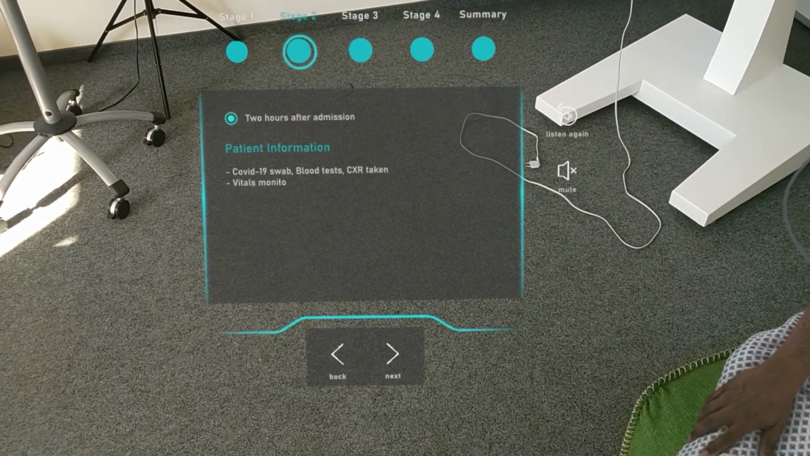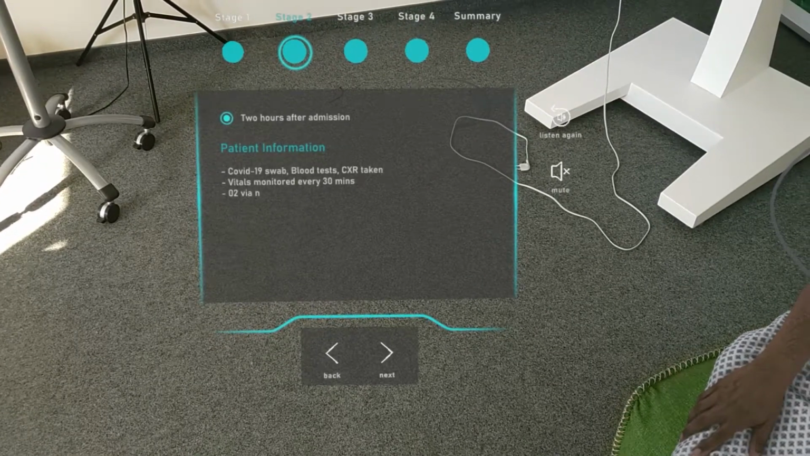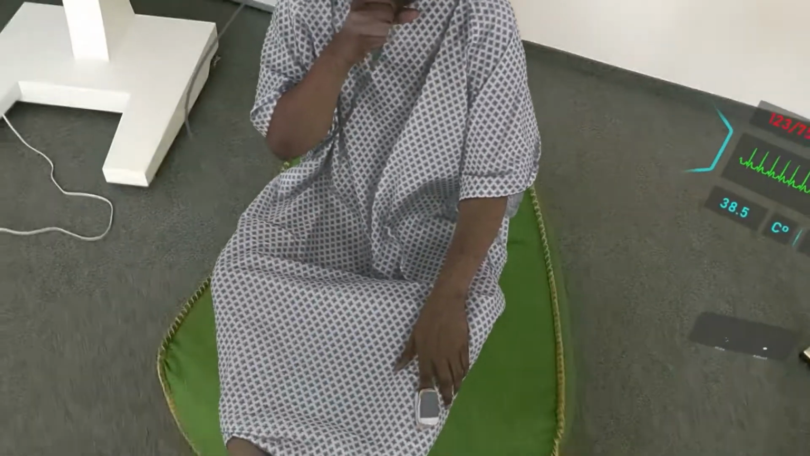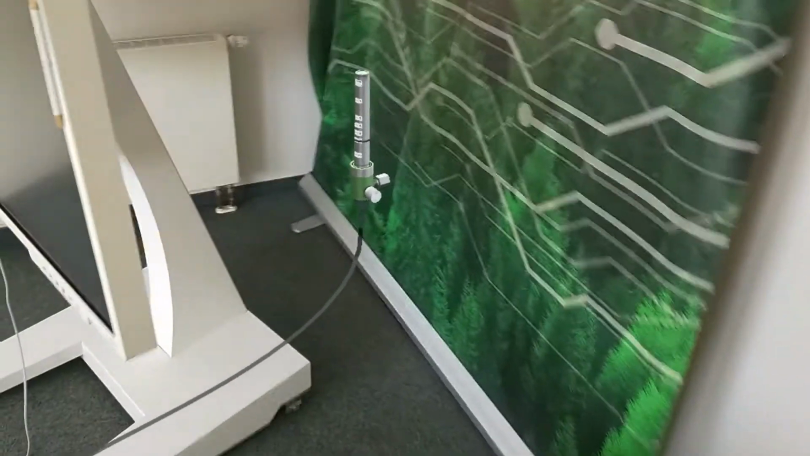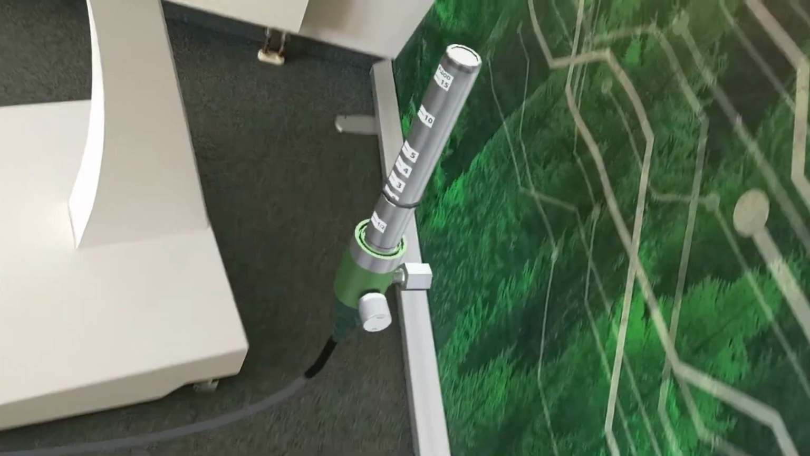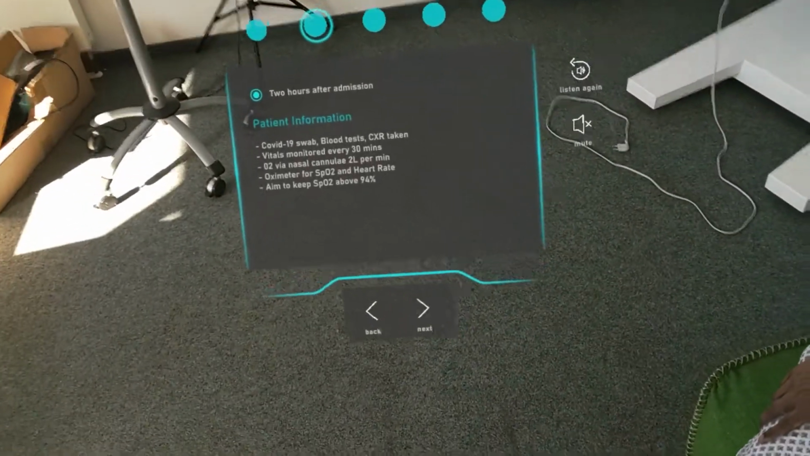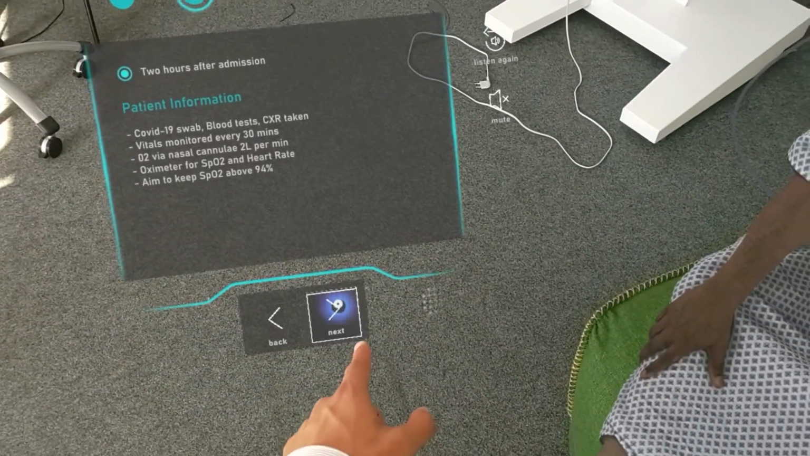It is now 2 hours later. Investigations, including COVID-19 swabs, blood tests, and CXR, have been done, and his vitals are being monitored every half an hour. The patient has moved from breathing room air to now receiving oxygen via nasal cannulae at a rate of 2 liters of oxygen per minute. Both oxygen saturations and heart rate.